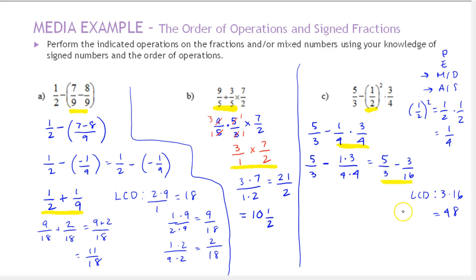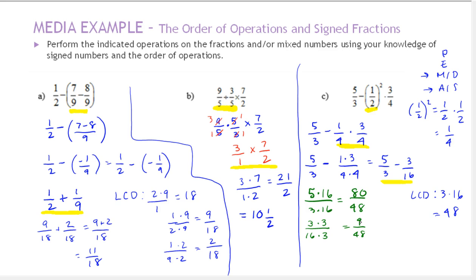So let's write each of them with a denominator of 48. Let's do this in a different color. So I want to write 5/3 as something over 48. And notice I multiply by 16. So this is 50 and 30, which is 80. So 5/3 is 80 over 48. And 3/16. To write that over 48, I'd multiply by 3 in the numerator and denominator, getting 9 over 48.